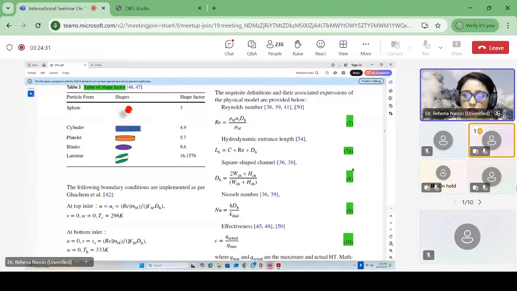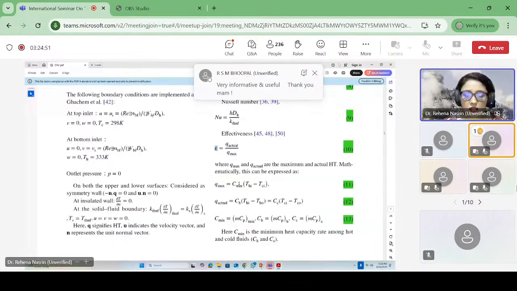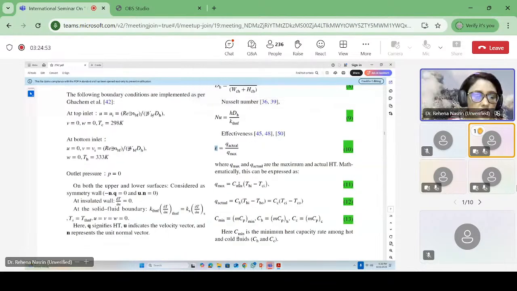We consider square shape geometry here. So this is the hydraulic diameter calculation, Nusselt number calculation. This is the efficiency calculation formula, and also the thermal conductivity part, the static part. This is the Brownian motion part of thermal conductivity of nanofluid. And we consider all of these here.